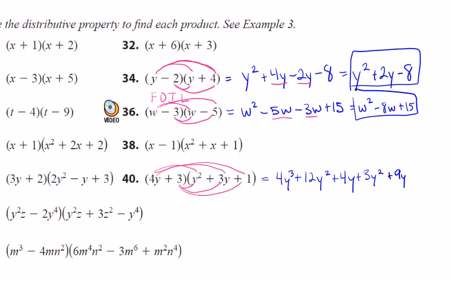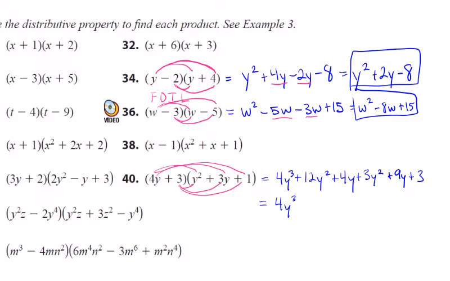And finally, 3 multiplied by 1 is 3. So now we're going to combine like terms. So first of all, the 4y cubed here doesn't have a like term, right? So it's just going to come down, 4y cubed.